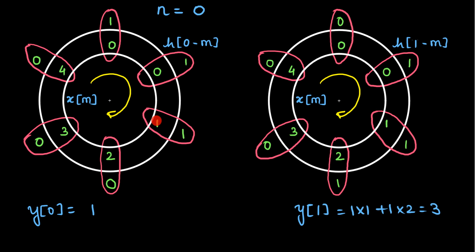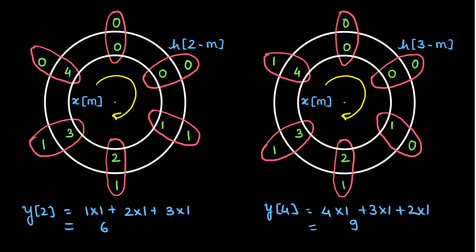So what we get is 1 into 1 and rest all the terms are 0 here, so y of 0 is equal to 1. Now after that we need to shift it by 1 unit, so next we have the value of n equal to 1. So when we do it, what we get is this 1 multiplied by 1 and this 1 multiplied by 2, so it is 1 plus 2, that is equal to 3. Similarly, when we shift it by 2 points, we get 1 into 1 plus 2 into 1 plus 3 into 1, so that results in 6.